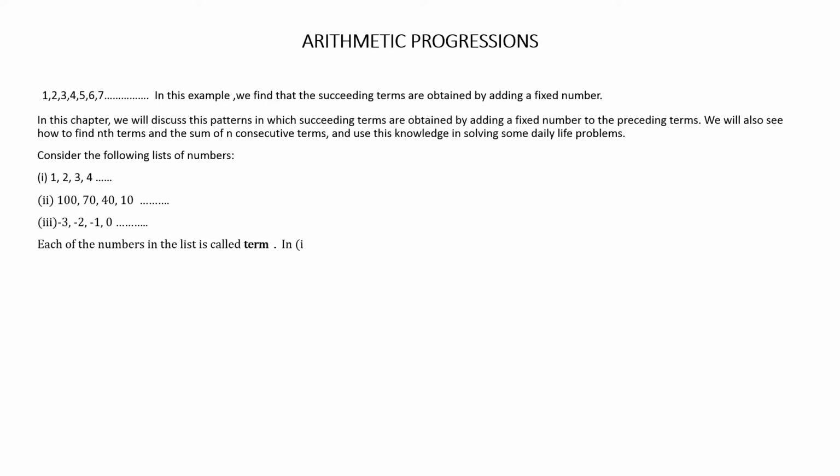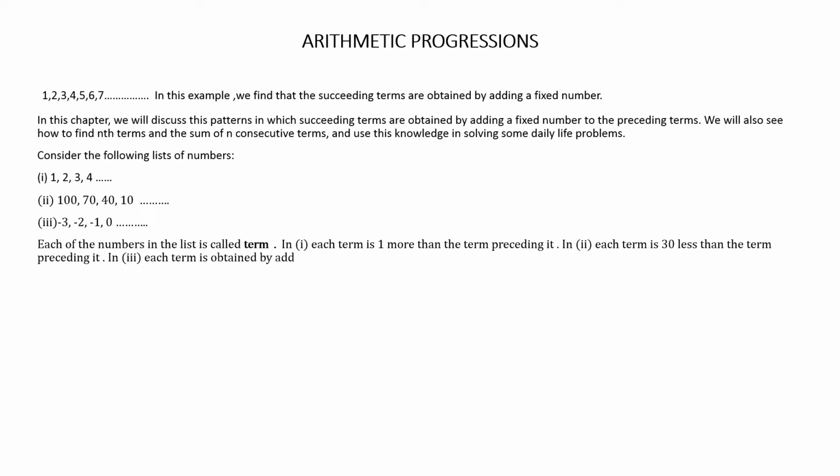Let's consider one more list of problems so that it will be more clear. Example: 1, 2, 3, 4. Second part: 100, 70, 40, 10, then minus 3, minus 2, minus 1 and 0. Each of the numbers in the list is called a term. In the first case, each term is 1 more than the preceding. In the second case, each term is 30 less than the preceding. You can see 100 then getting 70. So 70 minus 100 is minus 30, so each term is 30 less than the preceding one. In the same way, in the third case, each term is obtained by adding 1 to the preceding.